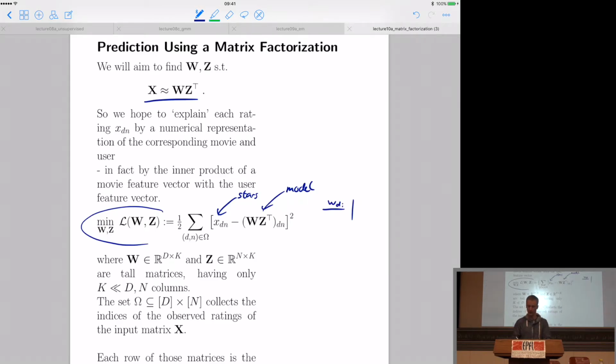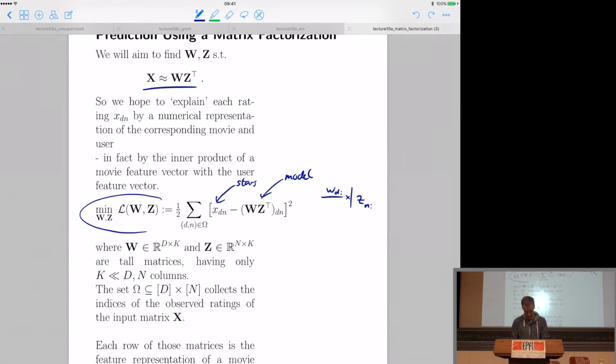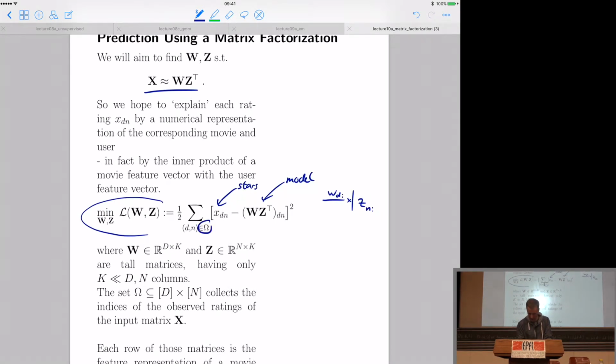Maybe I use this MATLAB notation to be sure what's rows and what's columns. This is going to be multiplied with the d's row of Z, with the n's row of Z, which is actually the n's column of Z transpose. They get multiplied, and that value is hopefully approximating our 3 stars. If it's too high or too low, we punish the squared error. That's a natural objective, and omega is just the set where we do have observed ratings.